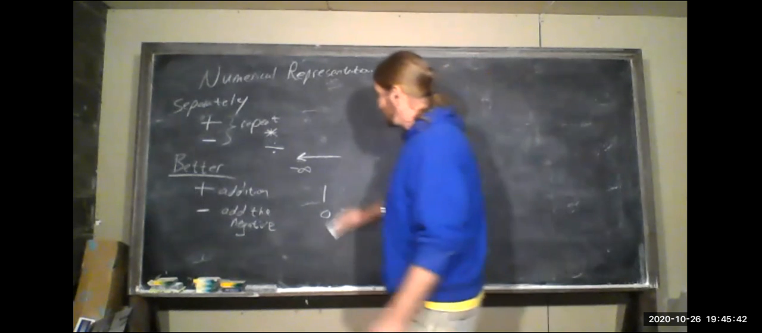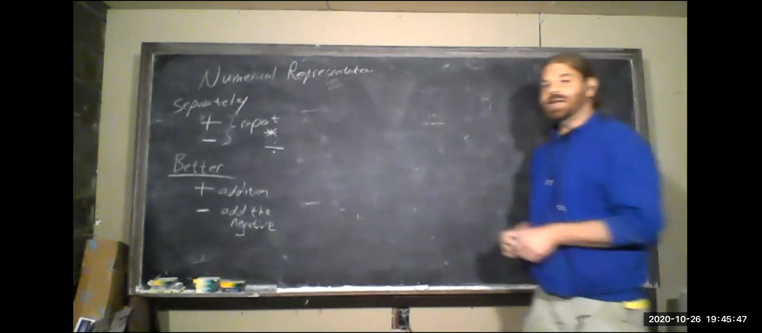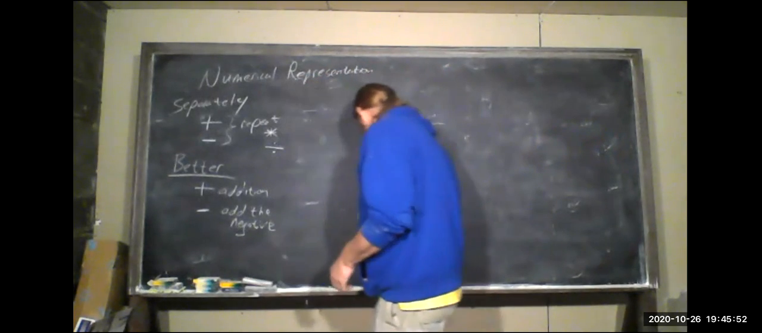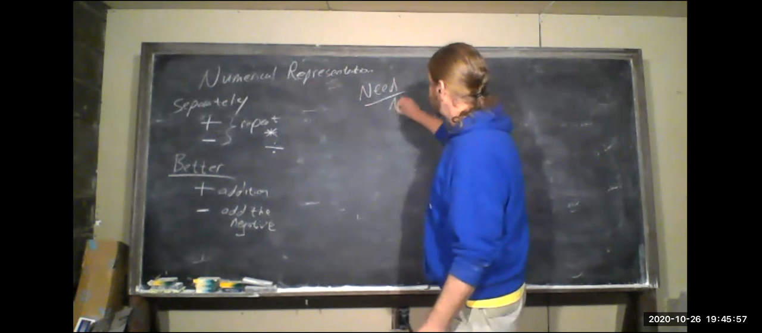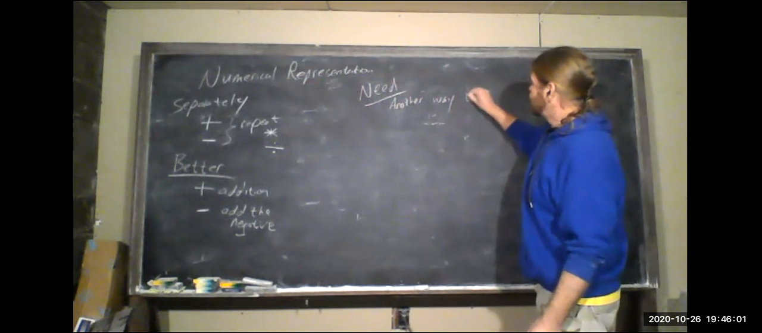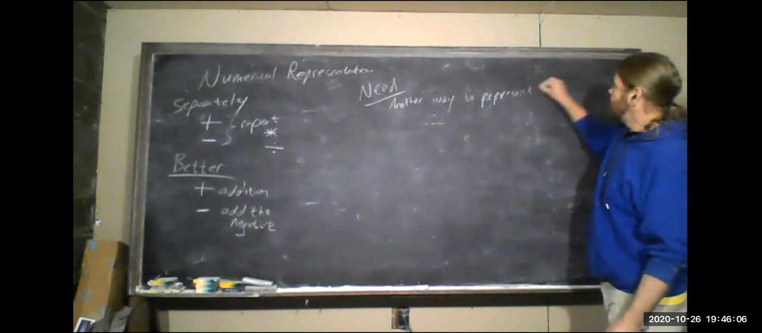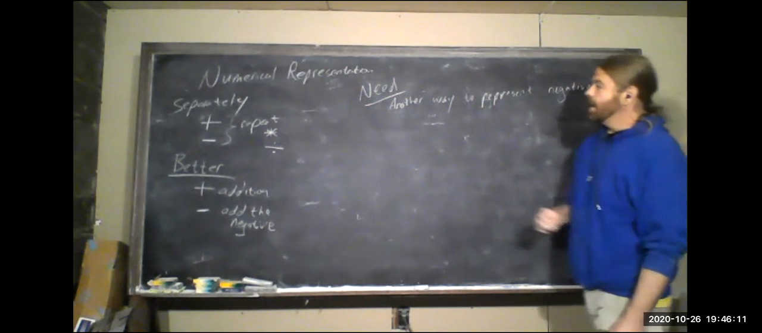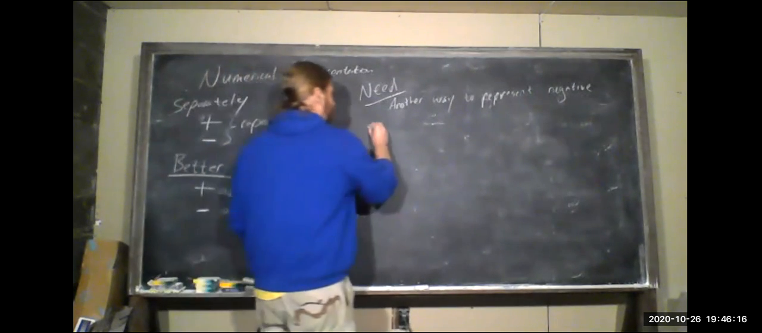Yeah, so just throwing the symbol on the front isn't quite enough. We need to actually come up with another way to represent negative numbers. So that's what we need in order to do math. We need another way to represent negative. And we can do that by using 2's complement.